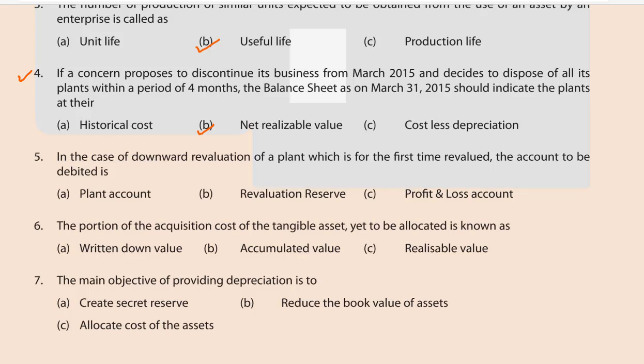Question 5. In the case of downward revaluation of a plant which is for the first time revalued, the account to be debited is A. Plant account, B. Revaluation reserve account, or C. Profit and loss account.